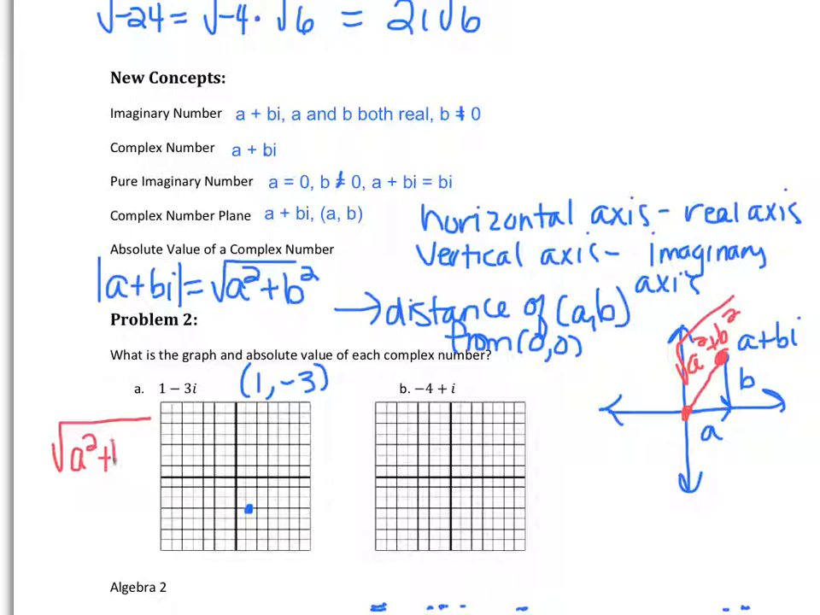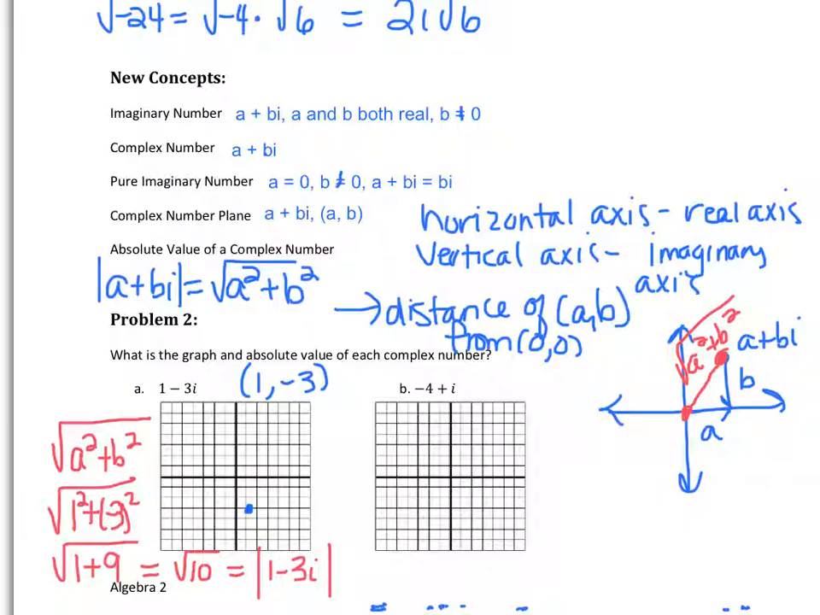A is going to equal 1, and b is going to equal -3. Make sure you put -3 in parentheses when you're putting it in that formula. So the square root of 1 squared is going to be 1, -3 squared is going to be 9, and 1 plus 9 is 10 under that square root sign. And that would be our absolute value. So you're calculating the distance from the origin to that point.